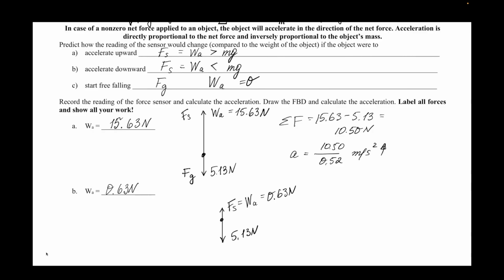Then net force, in this case, is going to be force of gravity, 5.13, minus 0.63. So that's going to be 4.50 newtons. So the difference between the two forces, now the downward force, force of gravity, I forgot to label this, is greater than the upward force of the string or apparent weight. And in that case, your acceleration is going to be 4.50 over 0.52 meters per second squared downward.